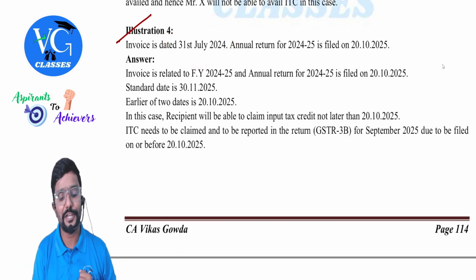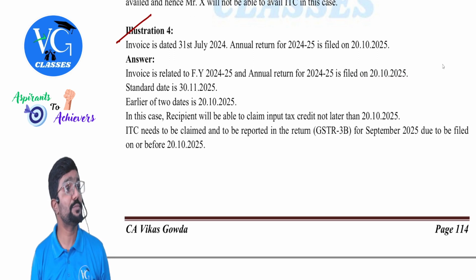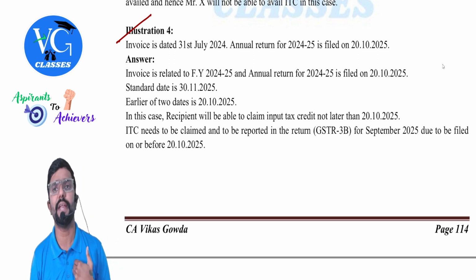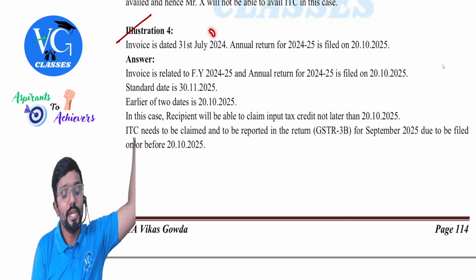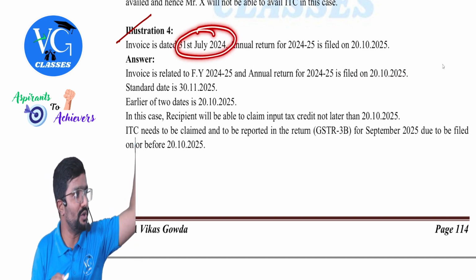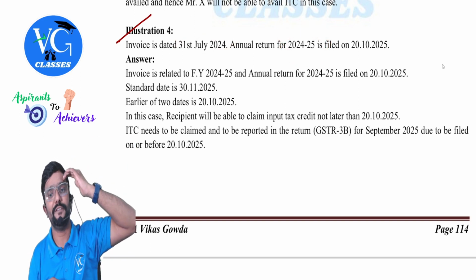Invoice is related to financial year 24-25 and the annual return for 24-25 is filed by the person on 20th October. By which person? Recipient, because who will claim credit? Recipient. But who has issued the invoice? Supplier. Invoice is dated on what day? 31st July 2024, which falls in financial year 24-25, guys.